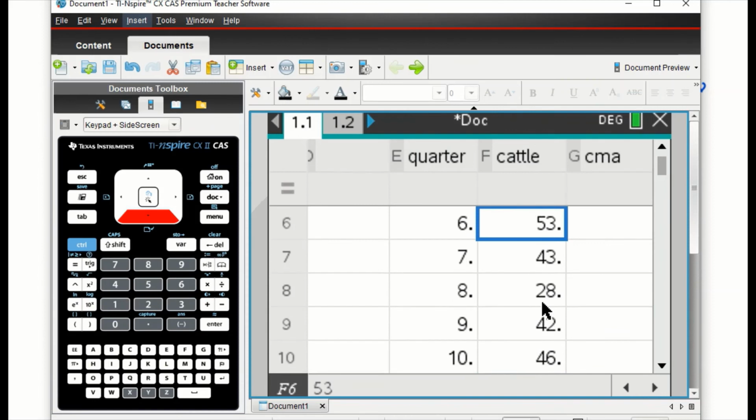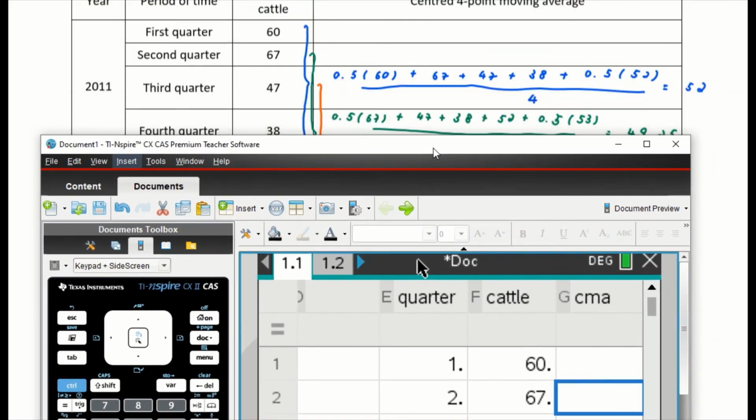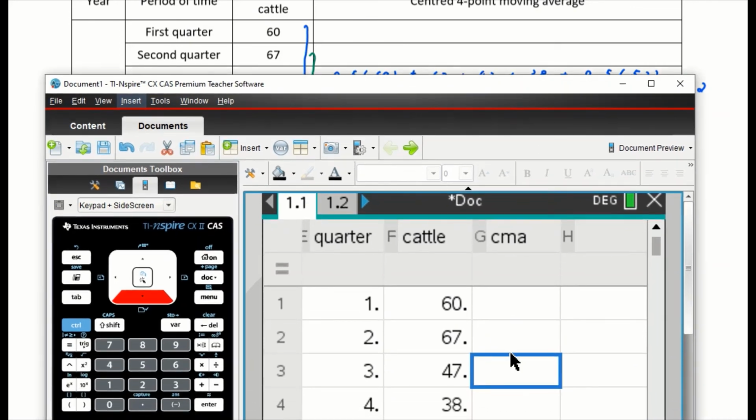Now what do we need to do? Same thing, we need to tell the calculator what it needs to do. You see that your first value is actually at the third cell here. So that's why this is where we start.